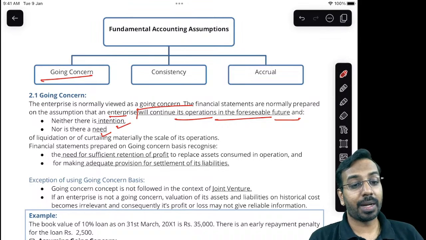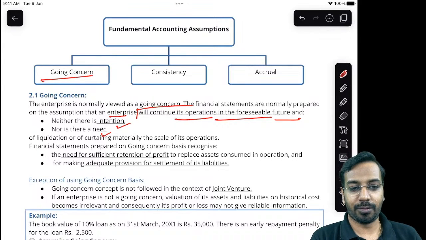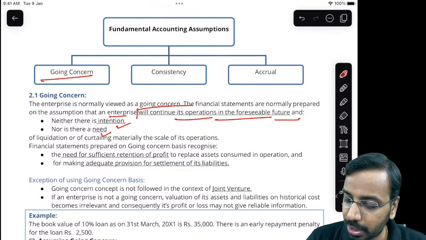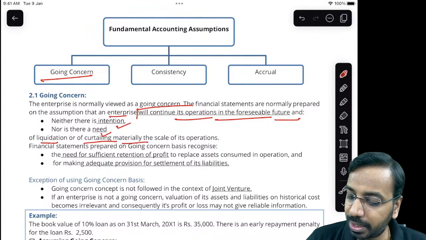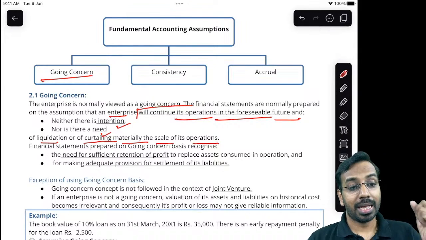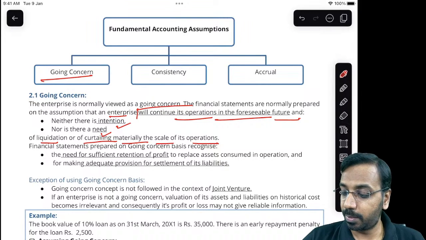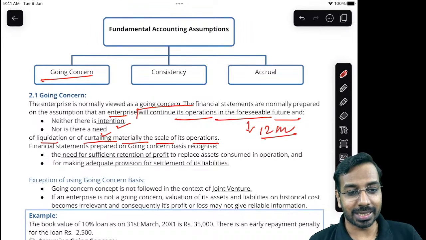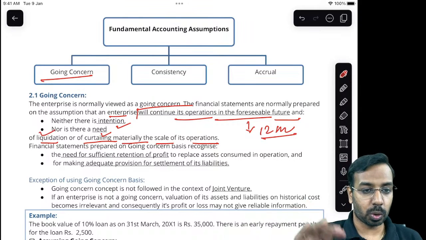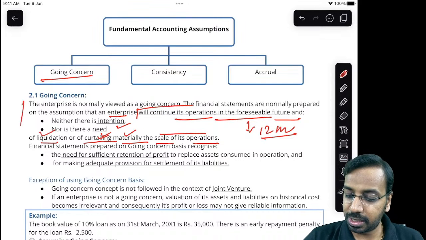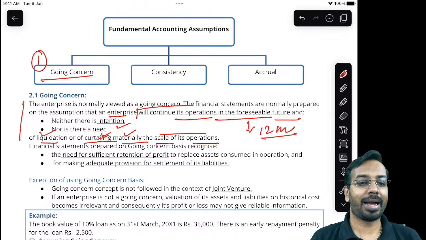So first, the enterprise will continue its operations in the foreseeable future. It doesn't have any intention, nor is there any need or necessity of what? Of liquidation or curtailing materially the scale of its operation. So there is no need. It means the enterprise will continue to operate in the foreseeable future, a period of 12 months and beyond, and there is neither any need nor any necessity to either liquidate, meaning close down, or materially curtail the scale of its operation. So this is the going concern assumption, the first fundamental accounting assumption.